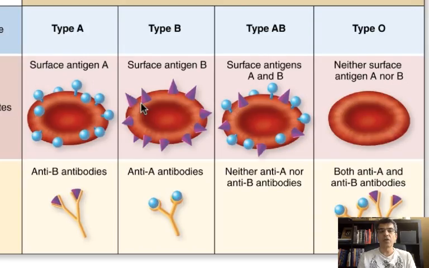Now realize, these are not the only glycoproteins on the surface of RBC. There are so many of them. So blood type O may have other glycoproteins, but doesn't have A or B. So O doesn't mean that it doesn't have any glycoprotein. O means that this RBC doesn't have A or B. It may have many other types of glycoproteins.